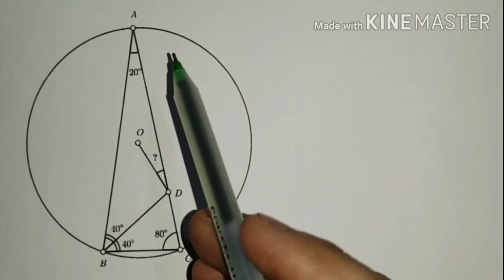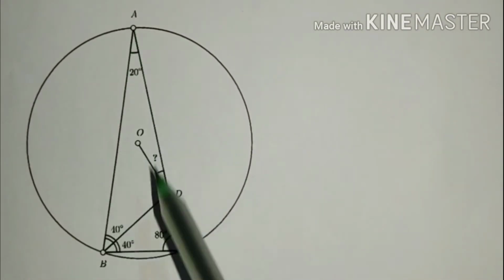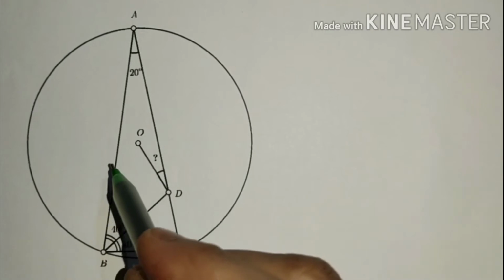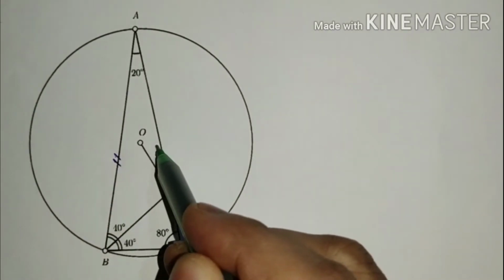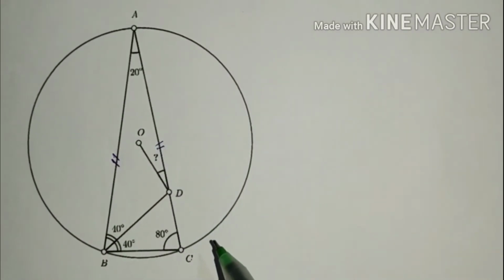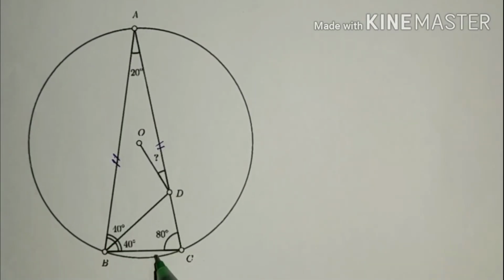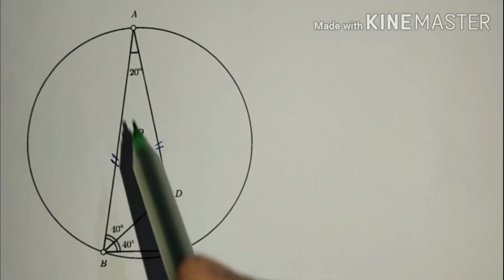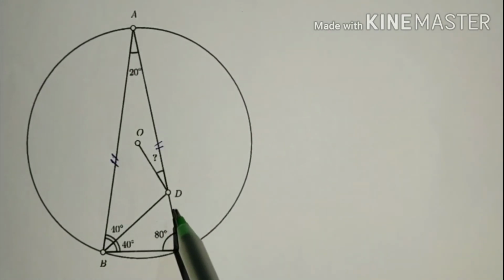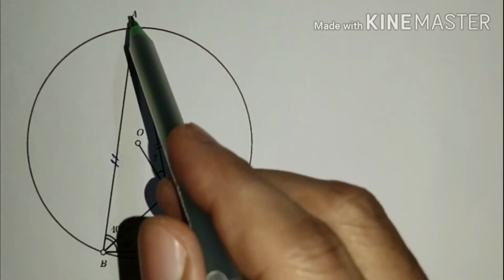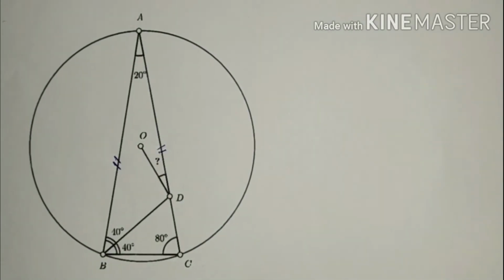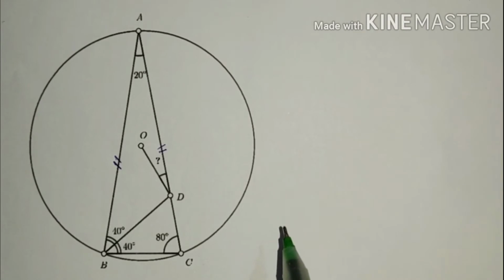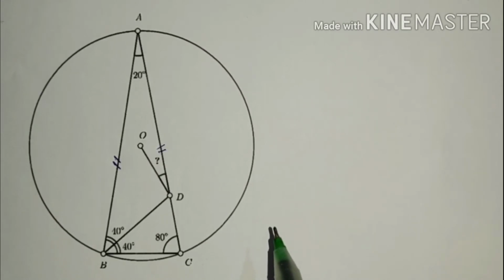Here is the question. Triangle ABC is an isosceles triangle with AB equal to AC. Base angles are 80-80 and the vertex angle is 20 degrees. BD bisects angle ABC and we have to find the value of angle ADO. Before finding the required angle ADO, I'll do some constructions and we'll discuss some results.